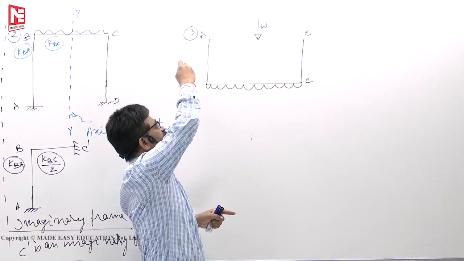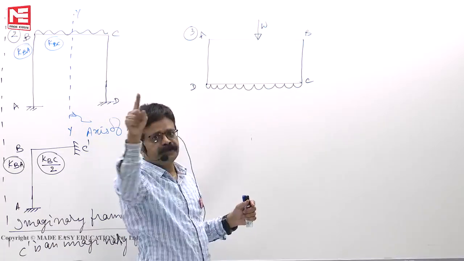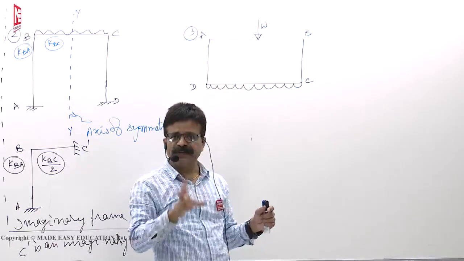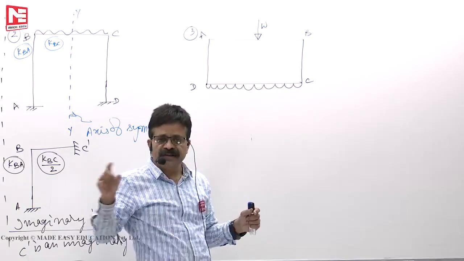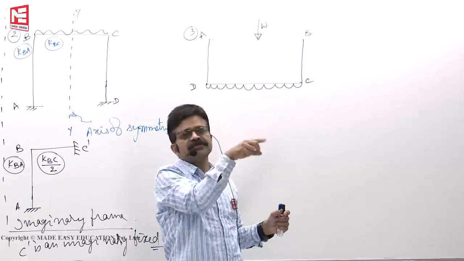Whatever moments you get at A, B, C, D, for those moments you provide the reinforcement. We know how to provide reinforcement for positive end moment, negative end moment. RCC you have studied. If it changes from positive end moment to negative end moment, you have to bend the reinforcement.